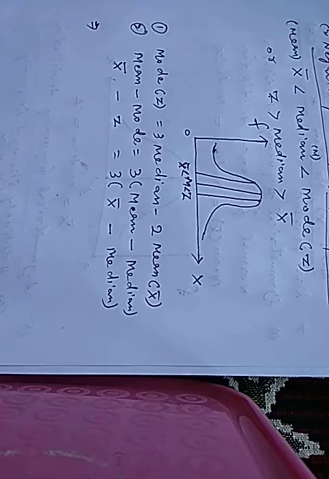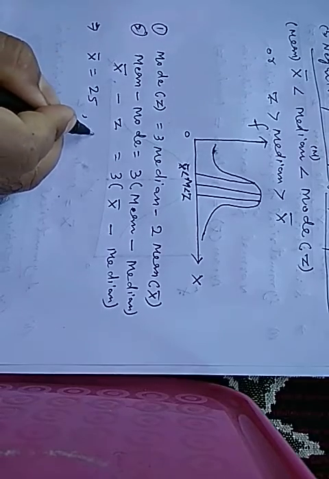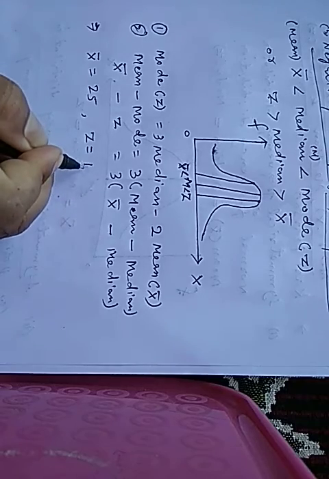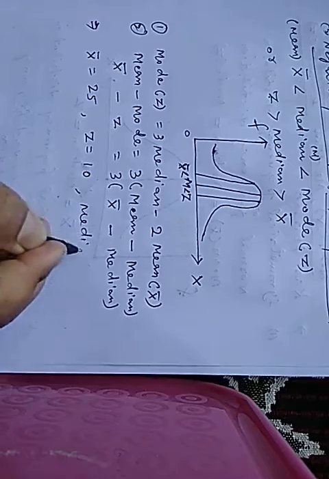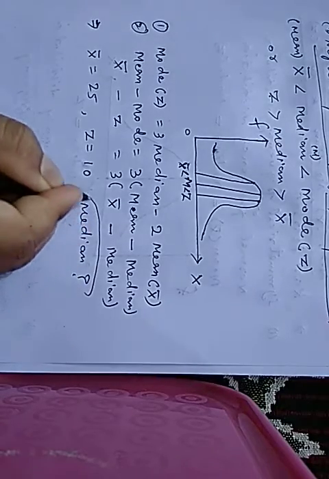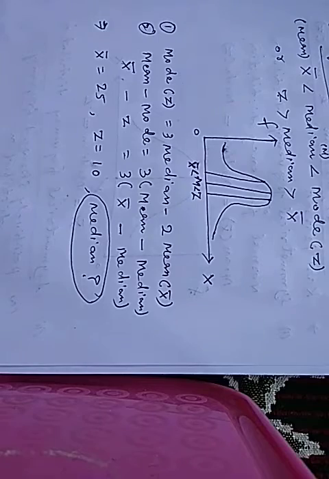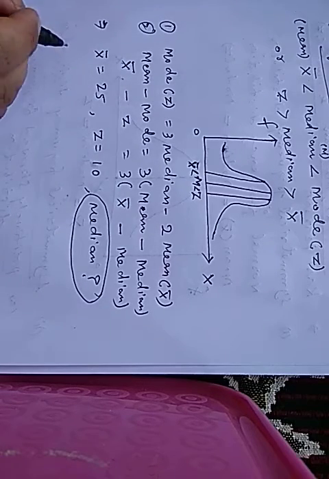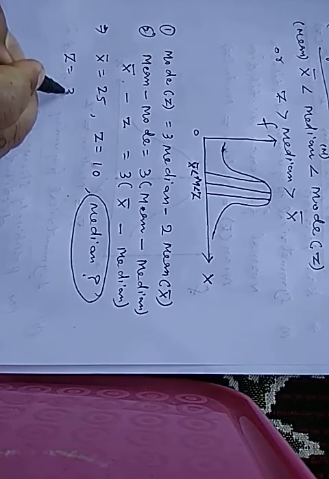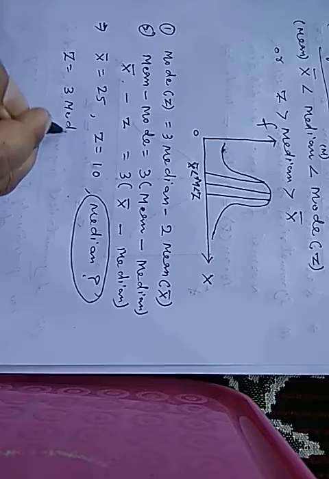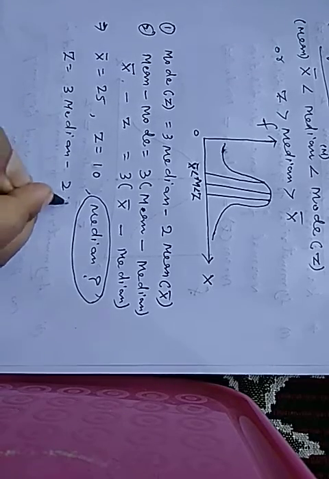For example, the data given is arithmetic mean is equal to 25, mode is given equal to 10, and you have to find out the value of median. First we will apply this formula. Mode is equal to 3 median minus 2 mean.